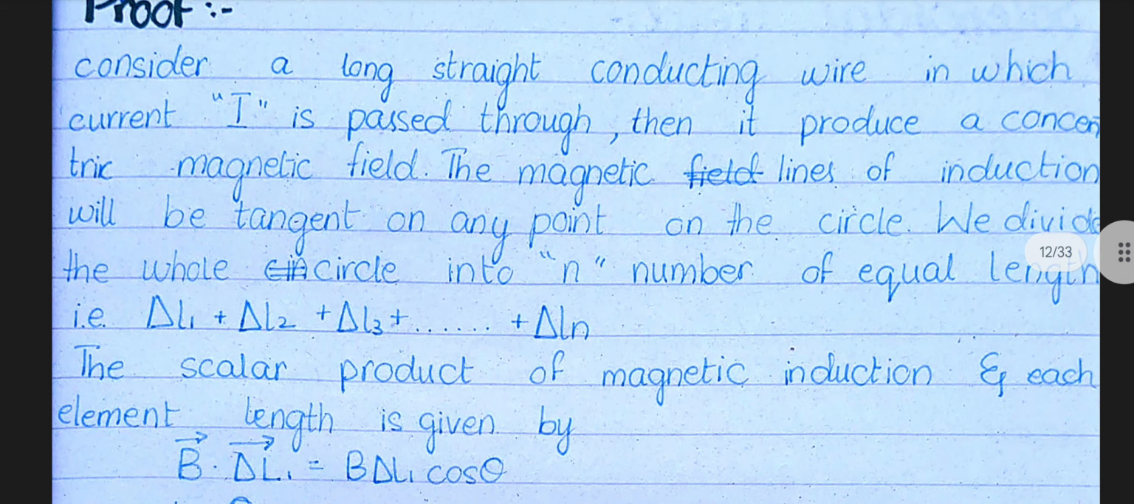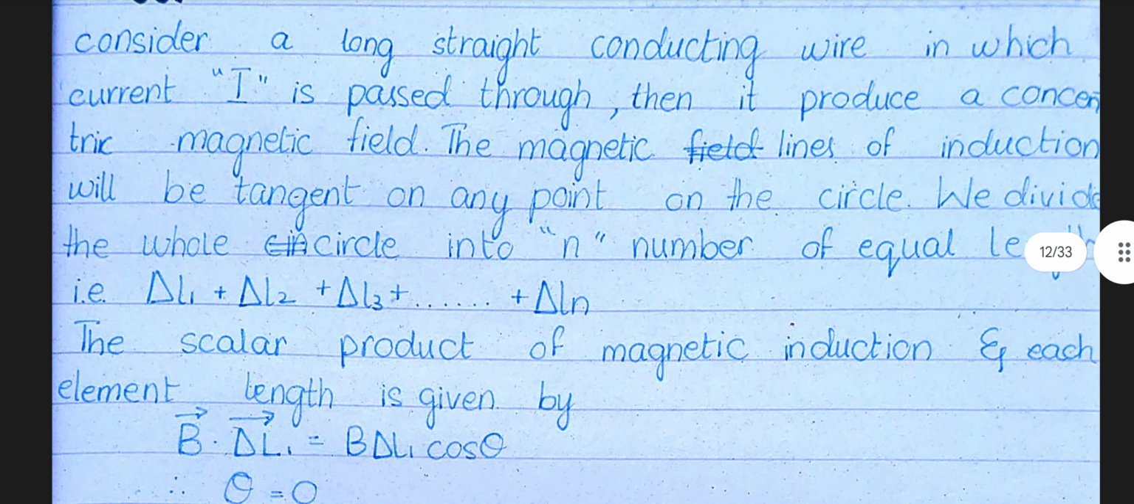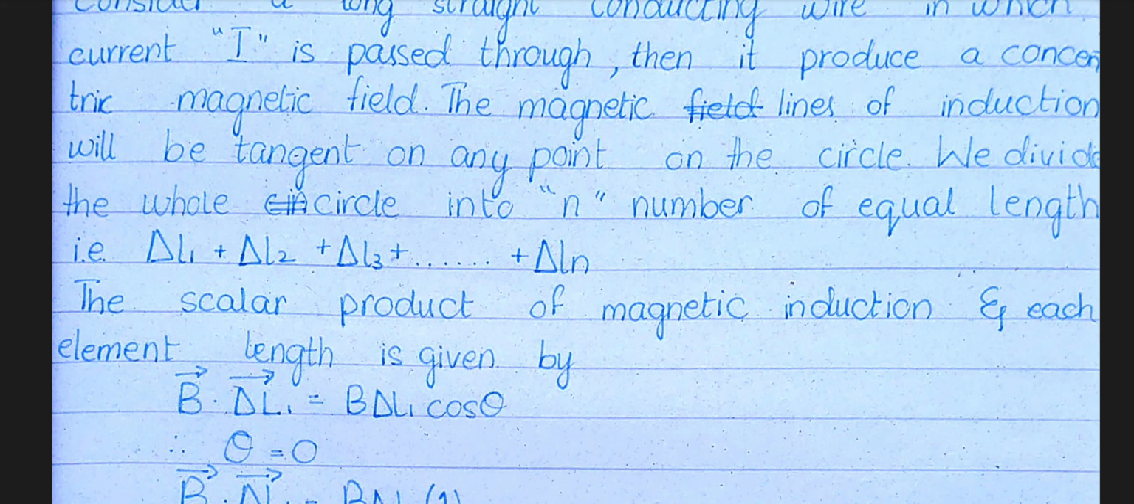Ampere's law statement: the sum of the product of magnitude of magnetic induction and element length is equal to mu naught I. Proof: consider a long straight conducting wire in which current I is passed, then it produces a concentric magnetic field. The magnetic field lines of induction will be tangent at any point on the circle. We divide the whole circle into n number of equal lengths, that is delta L1 plus delta L2 plus delta L3 plus delta Ln.